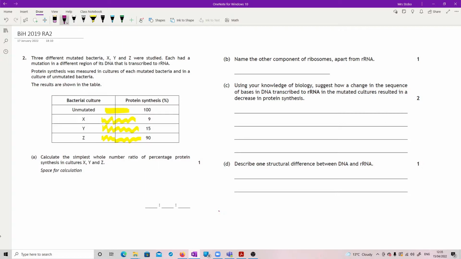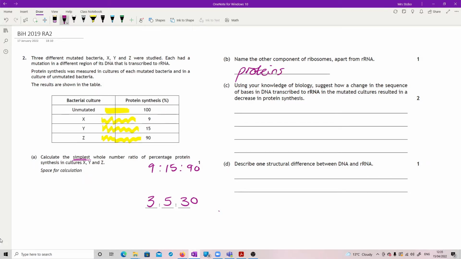Not too hideous. X, Y, and Z, in that order, 9 to 15 to 90. And then you just want the simplest whole number ratio, so cancel it down. They all divide by 3, so 3 to 5 to 30. That's it. Name the other component of ribosomes apart from rRNA.